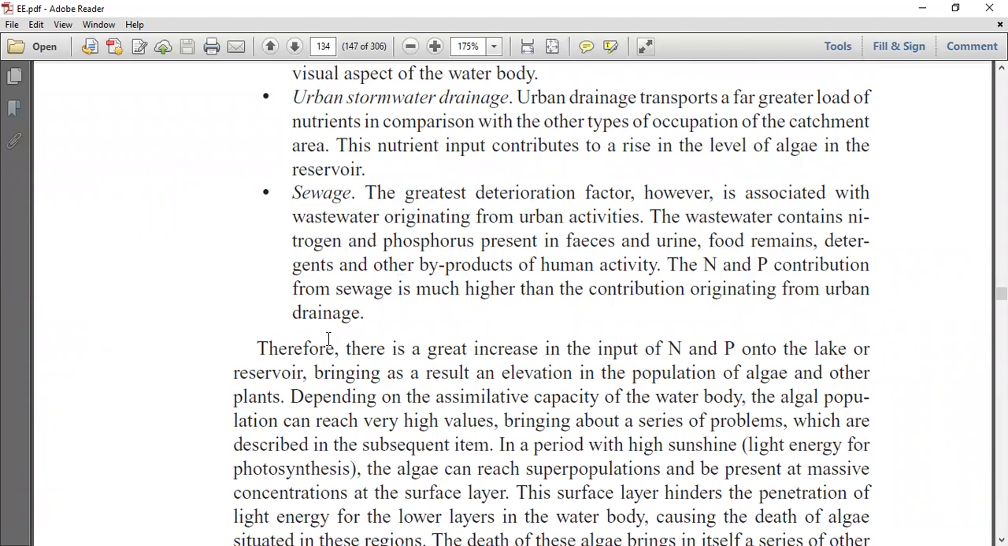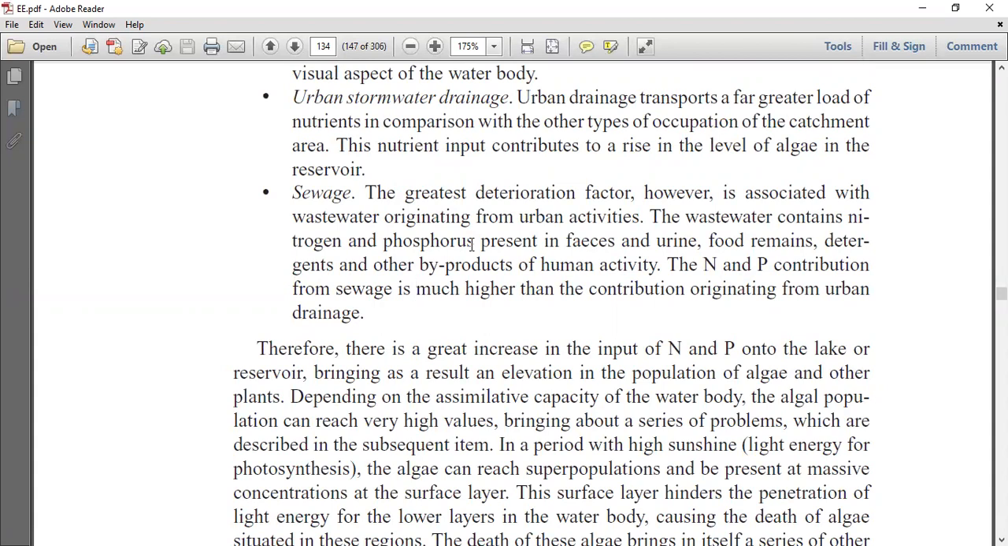Therefore, there is a great increase in the input of N and P onto the lake or the reservoir, resulting in an elevation in the population of algae and other plants, depending on the assimilative capacity of the water body. The algae population can reach very high values, bringing a series of problems which are described in the subsequent items. In a period with high sunshine, the algae can reach a superpopulation and be present at a massive concentration at the surface layer.